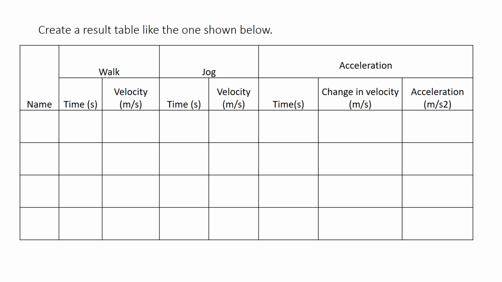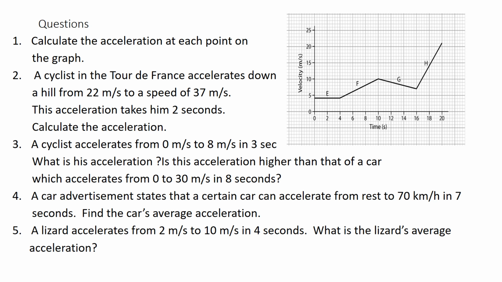So we need to create a results table like the one shown here, and acceleration is initial velocity minus new velocity, and calculate the acceleration. Have a go. Rope your family in. You know that your parents really aren't enjoying working from home, and they really would like to jog around the garden. Let's have a go at this. Okay. So once you've got your results, you're going to then make some calculations.